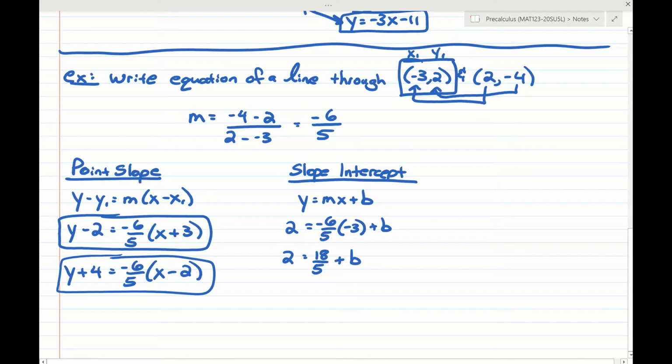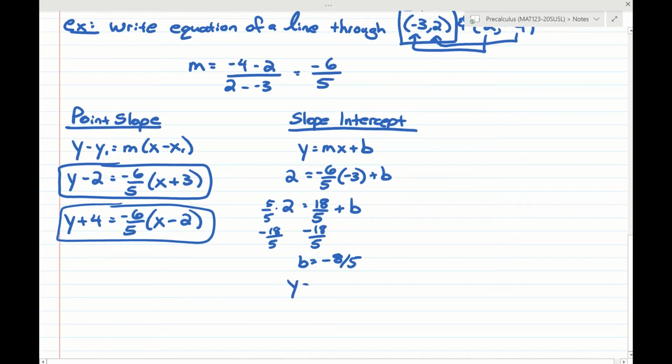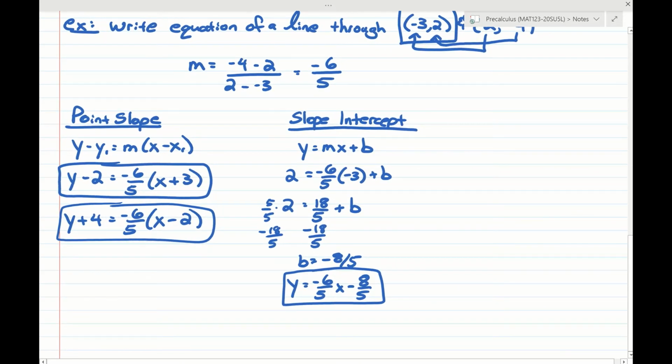Now 2 is really just the same thing as 10 over 5. So 10 over 5 minus 18 over 5 gives us a y-intercept of -8 over 5. So in slope-intercept form, we would have y is equal to -6/5 x minus 8/5.